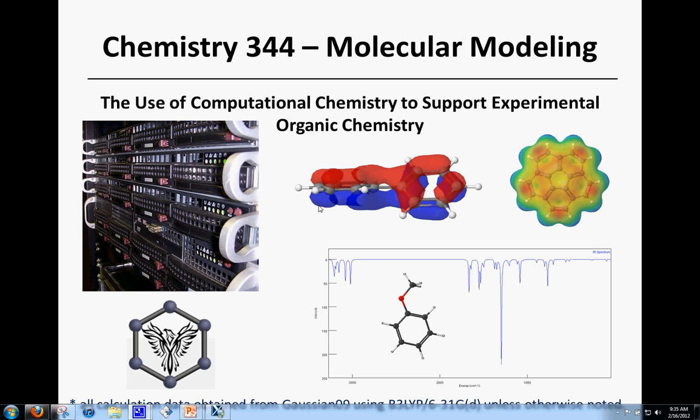Here we have a biphenyl molecule with a nice dihedral twist between the aromatic rings. You're going to see that in a future experiment. This is caranuline, and we're going to talk about that in a little bit today. This is anisole, and a predicted IR spectrum of it. And these are the types of images and information you're going to get used to seeing today and throughout the 344 semester.